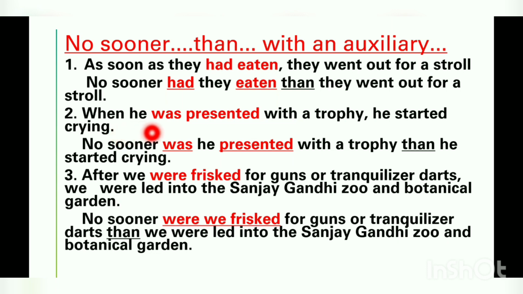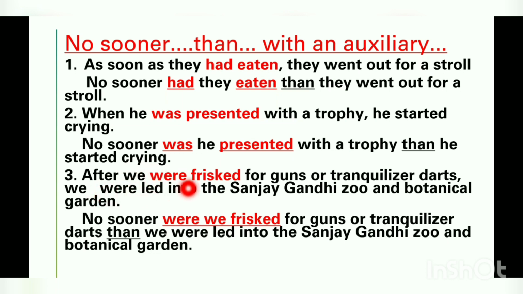Next, when he was presented with a trophy, he started crying. Was presented. Was is the auxiliary. No sooner was he presented. So we don't have did and had here or does here. We just have the same auxiliary that is being used in the sentence. As soon as or whatever the sentence is given. So no sooner was he presented with a trophy than he started crying.